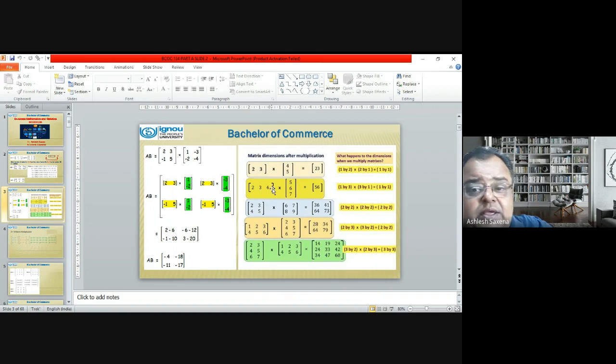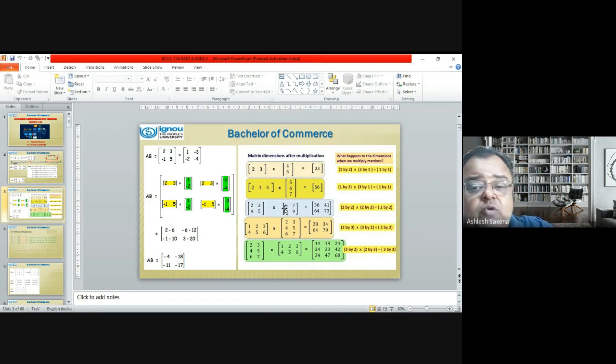A 1 by 3 matrix being multiplied by a 3 by 1 matrix. Again, we will get a single element. Here you can see the answer. Now the question arises how this 56 came. 2 into 5 is 10, plus 3 into 6 is 18. 18 plus 10 is 28, plus 28, 7 into 4. 28 plus 28 is 56. That means a single element.